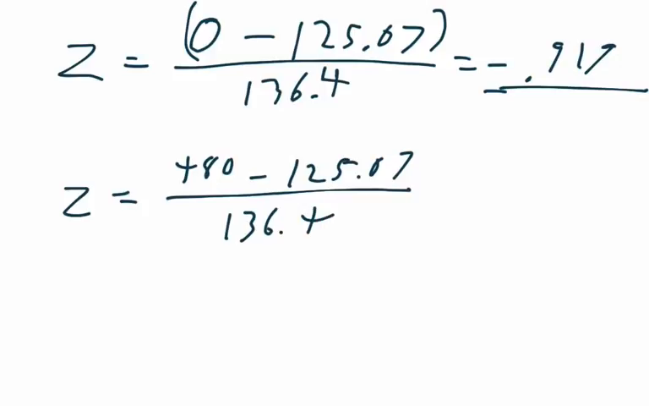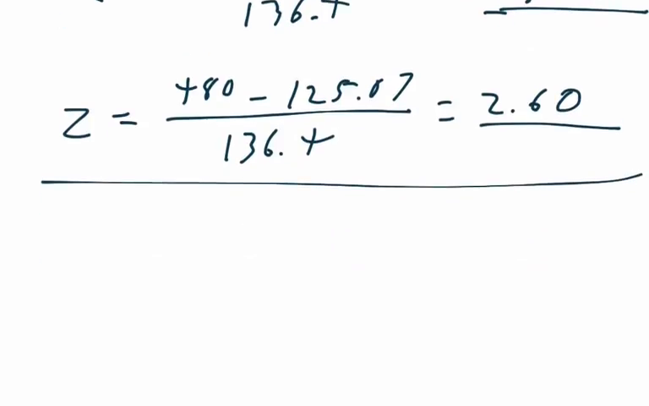If we want to do the z-score for 480, so 480 minus 125.07, in parentheses, because you need it in parentheses, this is 2.60, which is 2.6 standard deviations above the mean. We use z-scores to compare different measures sometimes. So let's do another one.